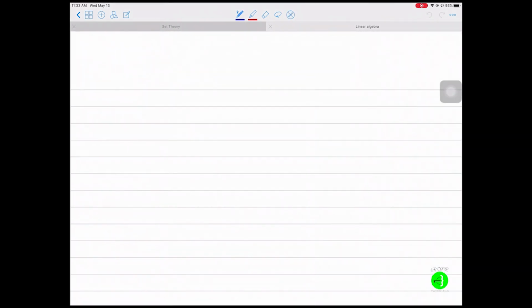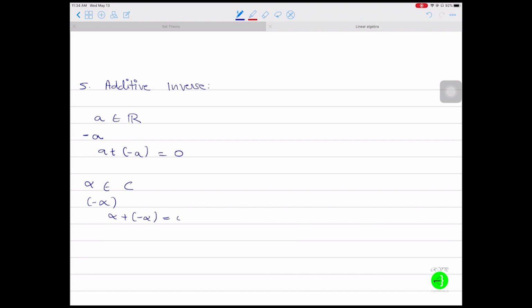Since we talked about multiplicative inverse, we also talk about additive inverse. I'm mentioning all the properties of real numbers as well for a real quick brush up. So for a in real numbers, there exists a number negative a such that a plus negative a equals 0. The same thing holds for complex numbers. For alpha in complex numbers, there exists a number minus alpha such that alpha plus minus alpha equals 0. The sum of alpha with negative alpha is 0.